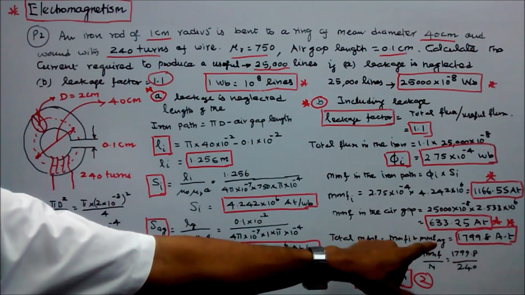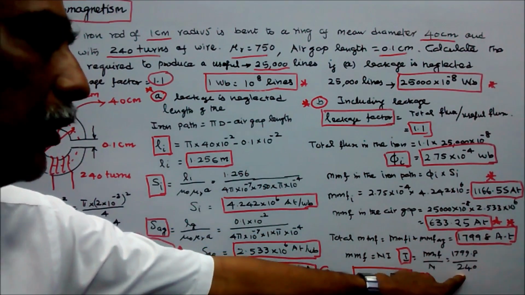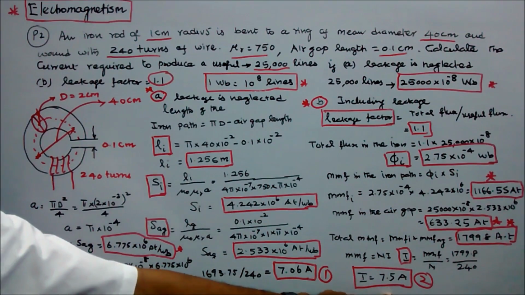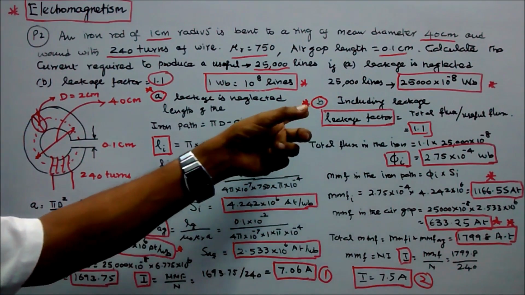I is equal to MMF divided by N. So 1799.8 divided by number of turns 240. I is equal to 7.5 amps, including the leakage flux.